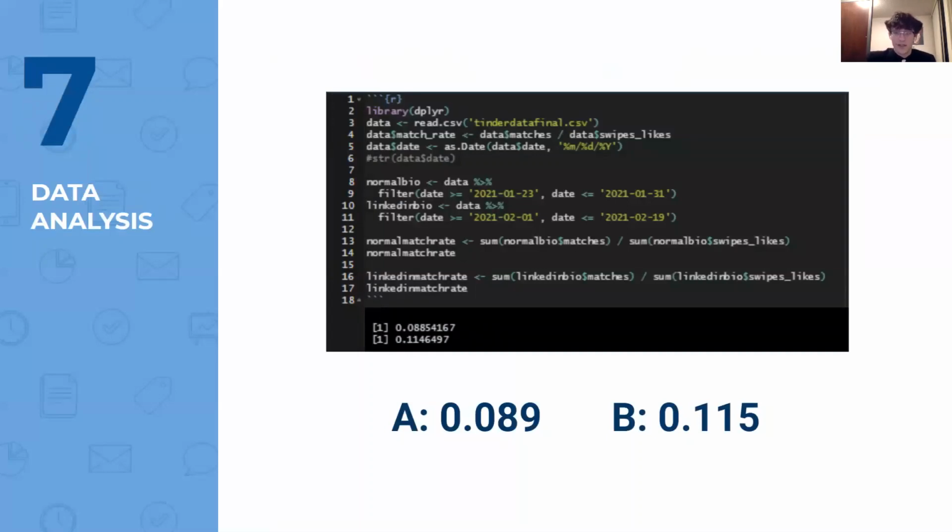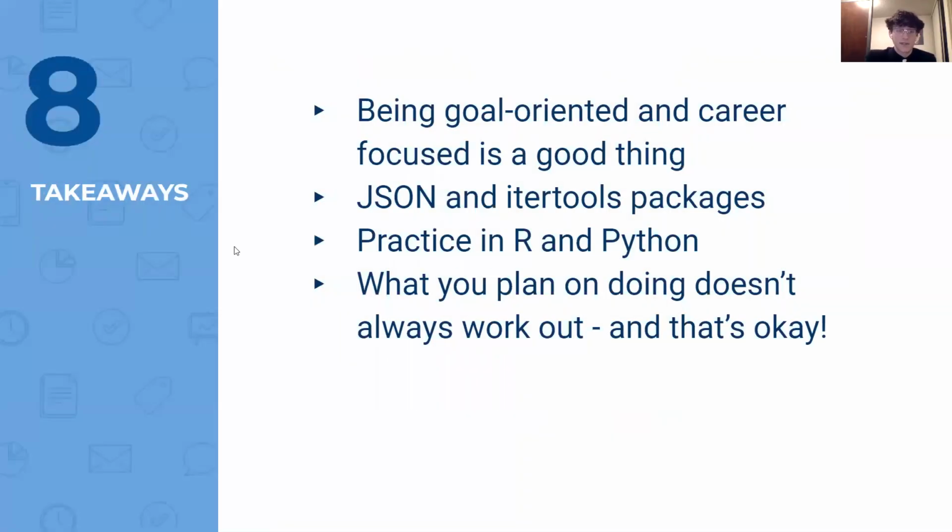As you can see, it turns out that option B, or the professional bio, actually ended up yielding me a higher 11.5% match rate as opposed to the normal bio, which only gave me an 8.9% match rate. Some key takeaways from this project were that apparently being goal-oriented and career-focused on Tinder is a good thing, at least for me, as well as I learned about the JSON file format and its corresponding module for Python. I also came across this other module called itertools, which essentially just made some of the code that I wrote a little bit more concise and made it a little bit easier to write.